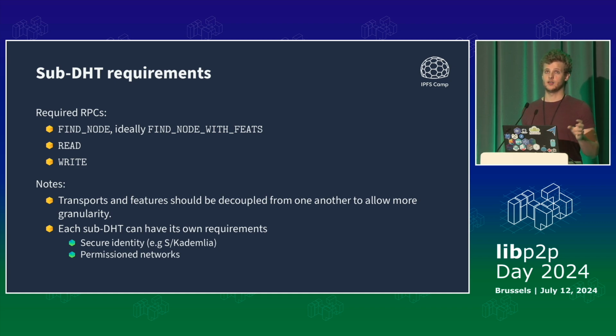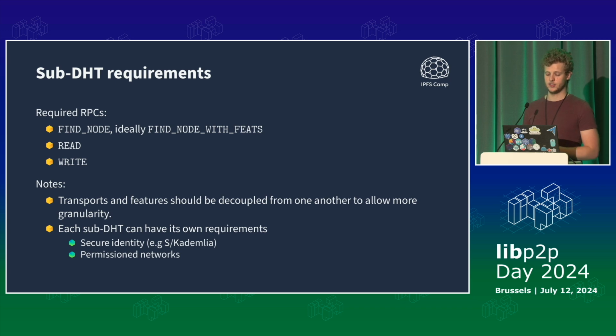And actually, the sub-DHT must be as small as possible. We should decouple the transports and the features from each other and not have one big DHT that's doing all the possible transports and many features. Because then if a node wants to participate in just a few things or just has a few transports, you won't be able to participate efficiently.